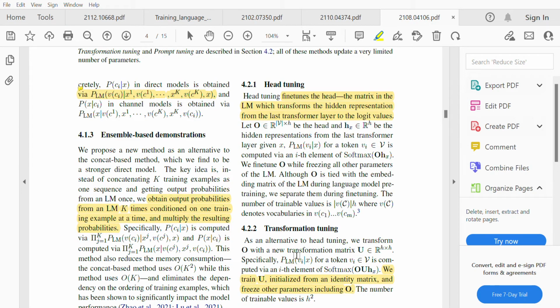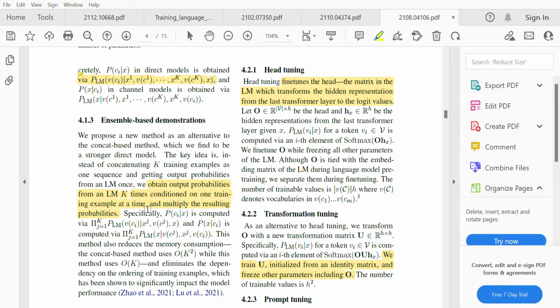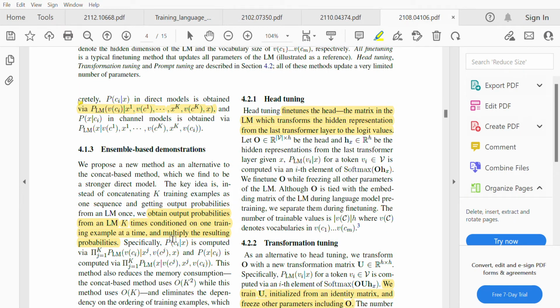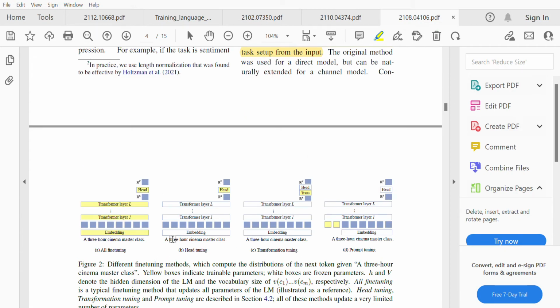And then they also have this ensemble-based demonstration. I won't get into this too much, but it's just an alternative. They obtain output probabilities from a language model K times, conditioning on one training example at a time, and multiply the resulting probabilities, which they discussed there. So those are the three ways in which they're going to handle the training process.